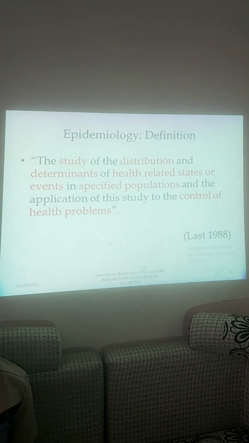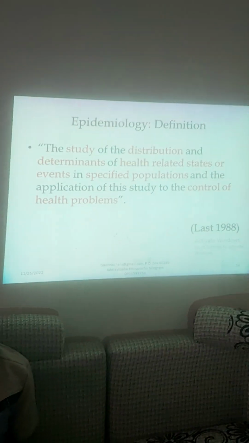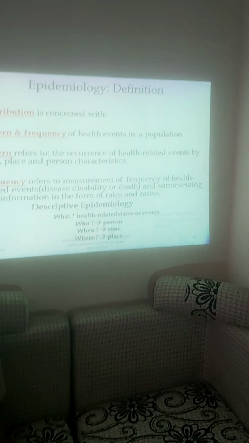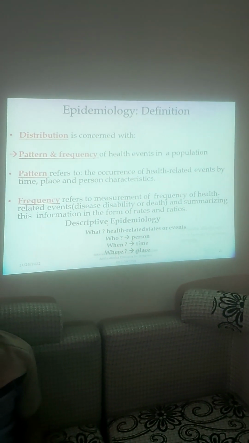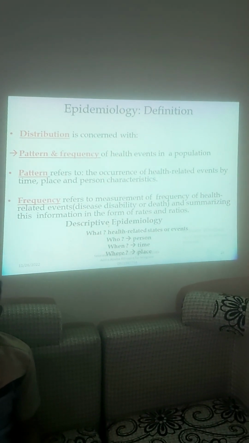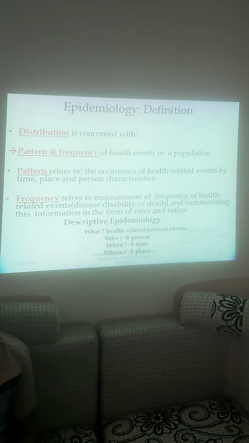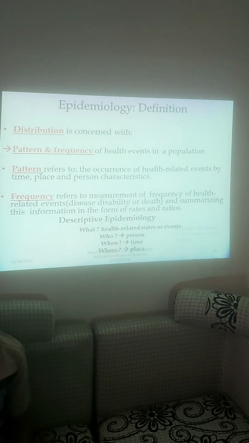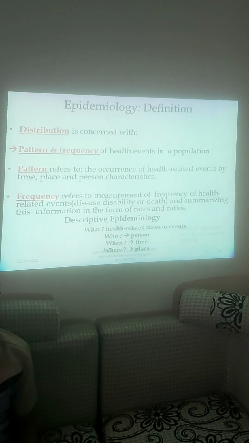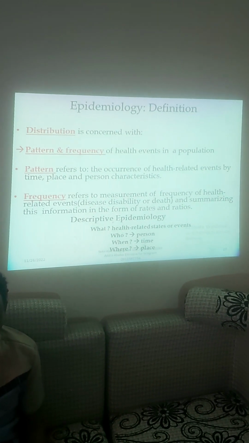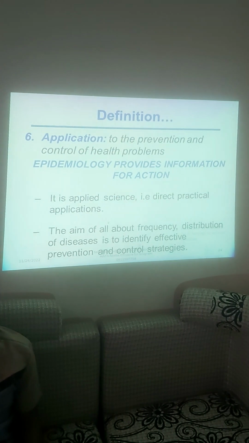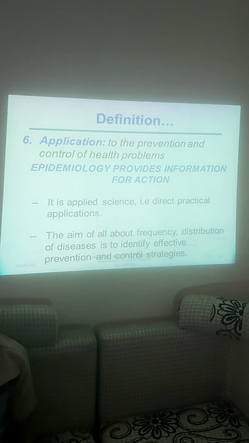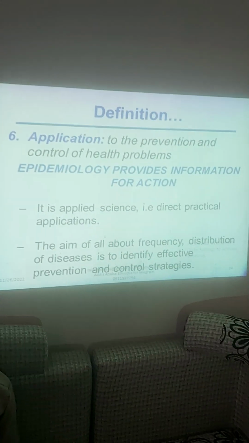So remember, in the epidemiology definition, there are three orders: distribution, determinants, and frequency. In distribution there is a pattern, which refers to person, time, or place. The frequency one is a reference to the measurement of the frequency of the health-related event. So, in other words, the application of epidemiology.